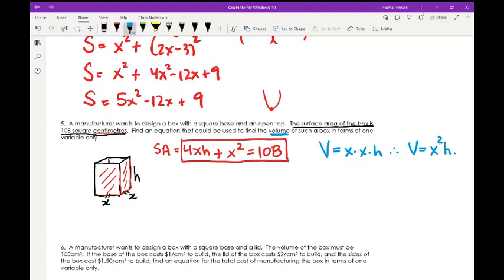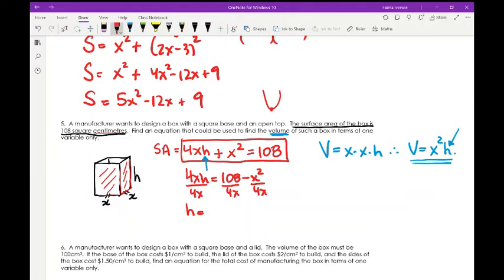So if this is the equation that you're trying to work with, you have to get rid of either the x squared or the h. And again, I think it's probably easier for me to get rid of the h because I don't want to square anything. So I have to solve for h in this equation right here. I get 4xh is equal to 108 minus x squared. I'm going to divide by 4x, divide by 4x, divide by 4x.